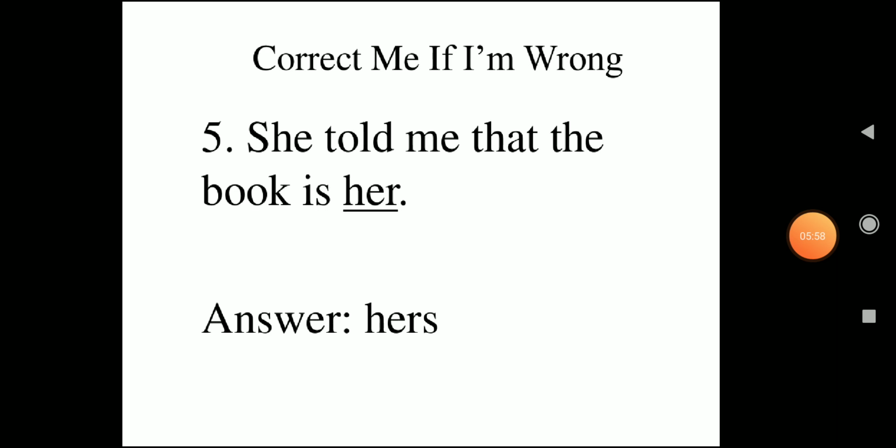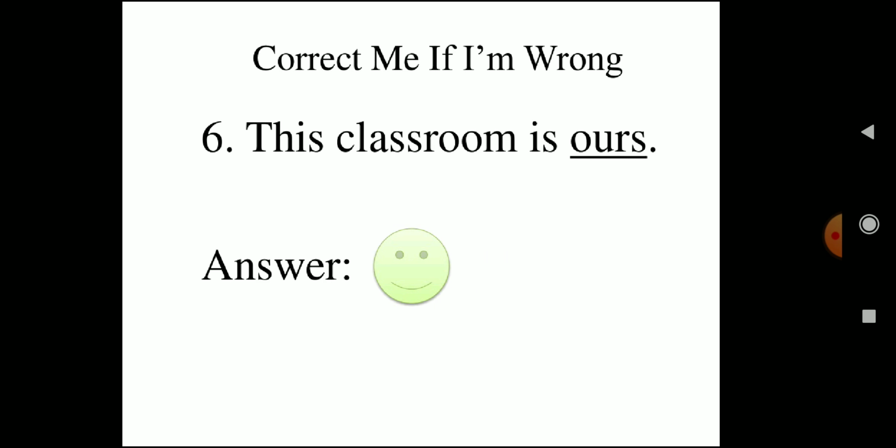Next one. She told me that the book is her. Her? No. Her is a possessive adjective. And over here we have to use a possessive pronoun. Right. So it will be hers. This classroom is ours. Obviously, this classroom is ours. Correct. So you cannot correct me over here.